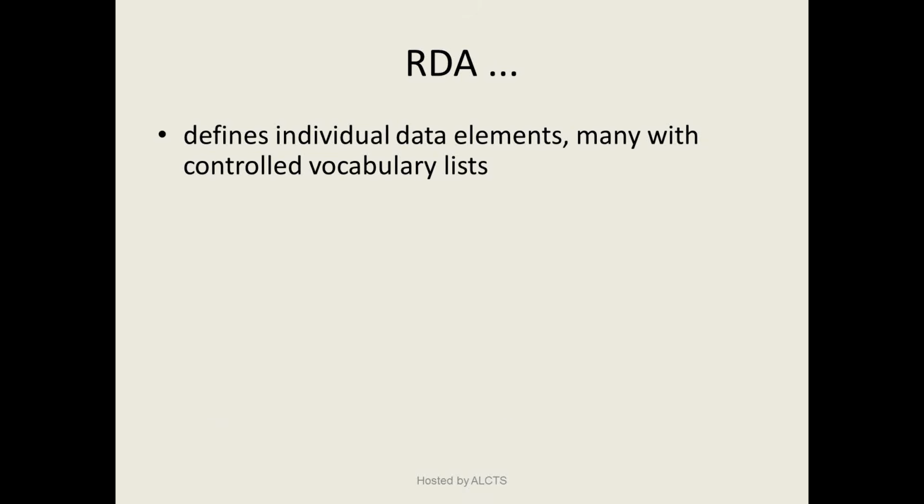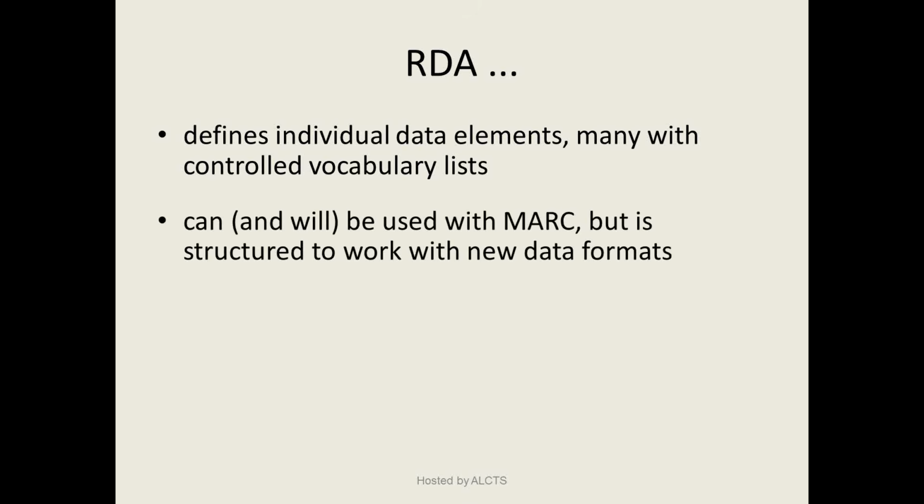RDA defines individual data elements, many of which have controlled vocabulary lists. You think about our current environment, a lot of our bibliographic data is difficult for computers other than an ILS to interpret and manipulate. We have a mix of types of data in some fields, and we have a lot of very useful information buried in no fields. So RDA should help overcome this and provide data in a form that can be more easily used by computers to provide new and powerful services.